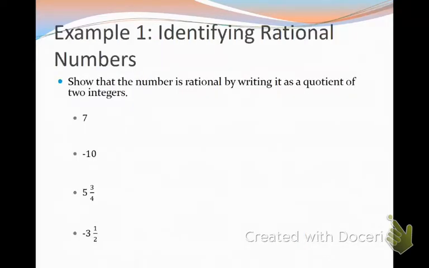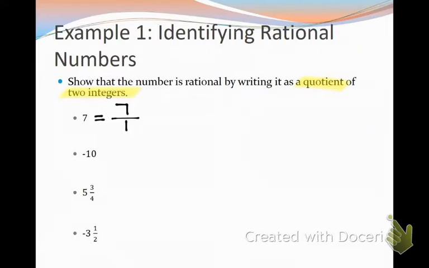Okay, so in example 1, we're identifying rational numbers. In order to write a number as rational, you can write it as what we call the quotient of two integers. That's a fancy word for write it as a fraction. How could I write the number 7 as a fraction? Not 1 over 7. 7 over 1. Done. Okay? So I take any of these numbers, and I write them as fractions.